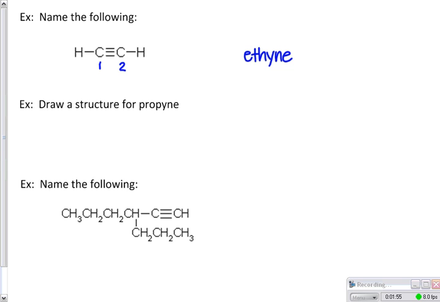On our second example, it says to draw a structure for propyne. Prop means that we have 3 carbons. So if we draw our 3 carbons, and much like when we had a double bond, when you have a triple bond, if you put it between either carbon, it's going to be considered the 1 carbon. So we don't say 1-propyne because that's redundant. We just say propyne.